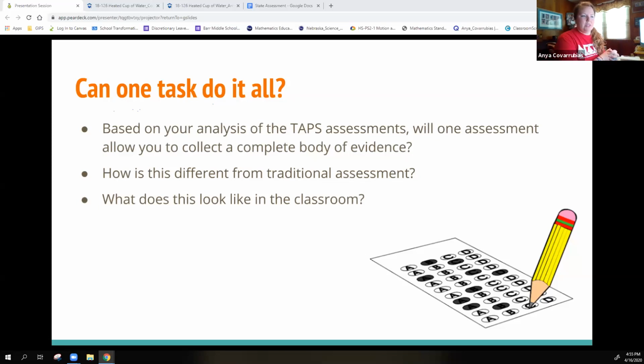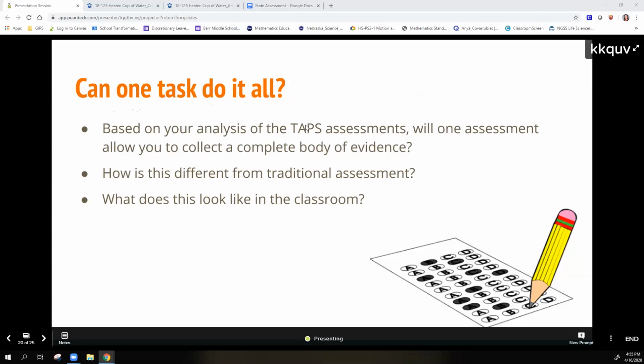And so it makes sense to really use all the different types of assessment or tasks that you could in a classroom to collect all the evidence that you would need, in my opinion. Thanks for sharing.